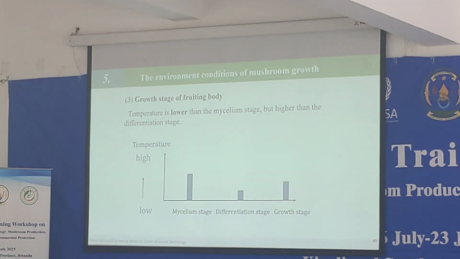And in the growth stage of the fruit body, the temperature is lower than the mycelia stage, but higher than the differentiation stage. So you see, this is the mycelia stage. The temperature is high, then goes lower, and at the growth of the fruit body, the temperature increases a bit higher.